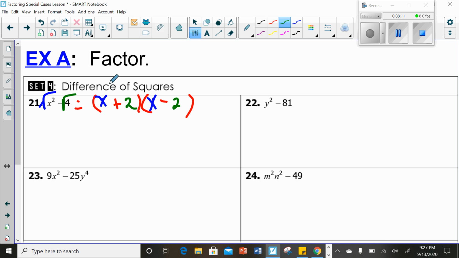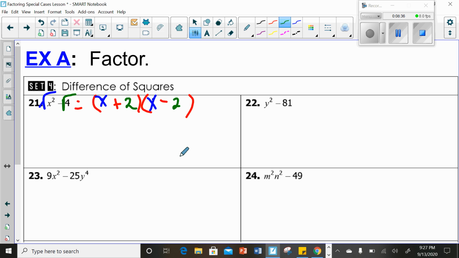And if you refoil it, you'll see that x times x is x squared, so there's the first term. Then x times negative 2 is a negative 2x. 2 times x is a positive 2x. The negative 2x and positive 2x are going to cancel each other out. And then 2 times negative 2 is a negative 4, and there's your second term. So you go ahead and pause the video and do these 3, and then restart it.